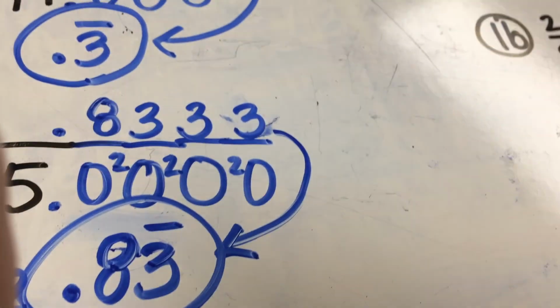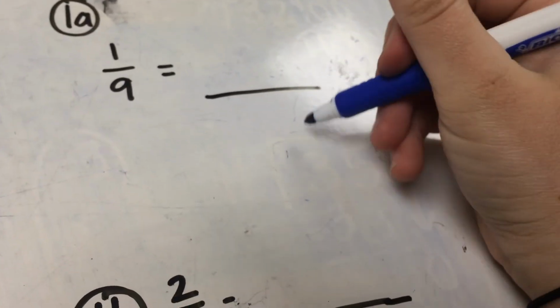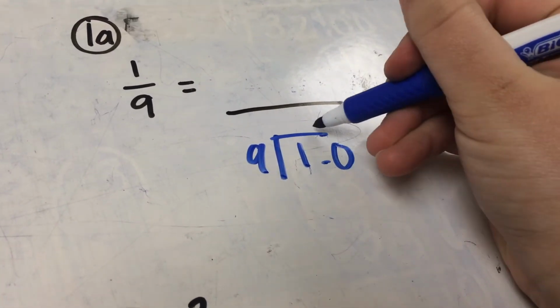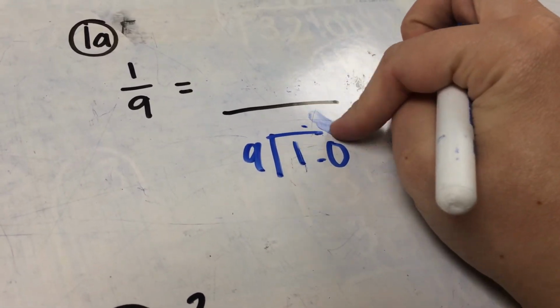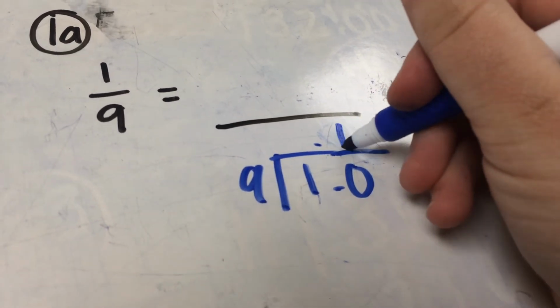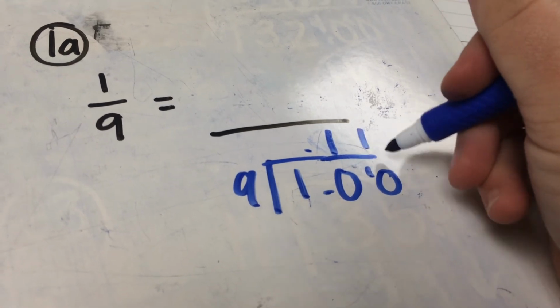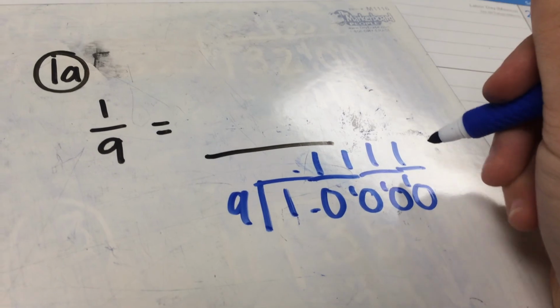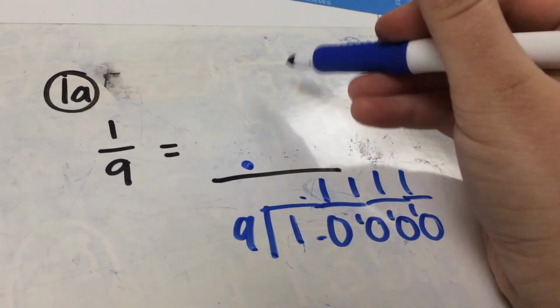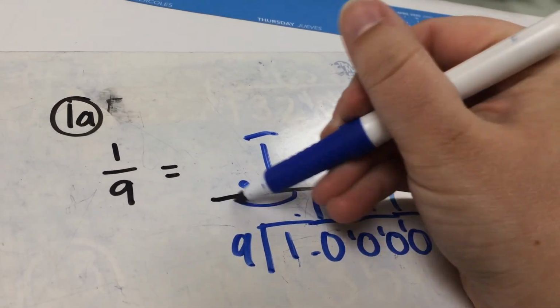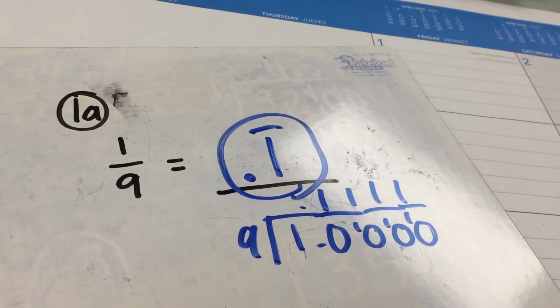So let's practice together. Number 1, A, 1/9. That means we're going to do 1 divided by 9. Set this guy up right here. 9 goes into 10 one time with 1 remainder. 9 goes into 10 one time with 1 remainder, and so on. So it is a repeating decimal. It's never going to change, which means we're going to do 0.1 and then just draw a little line over that, and that shows the answer.